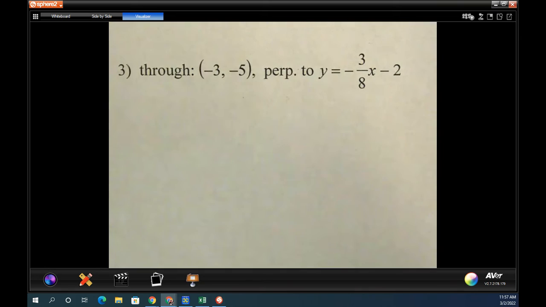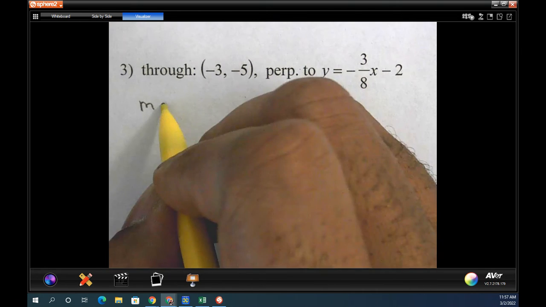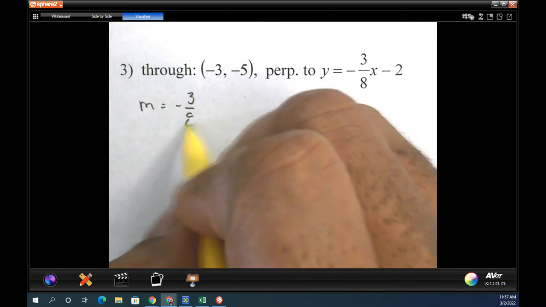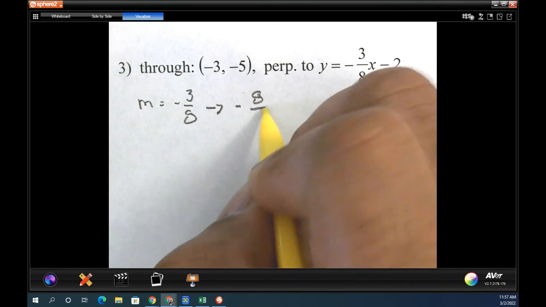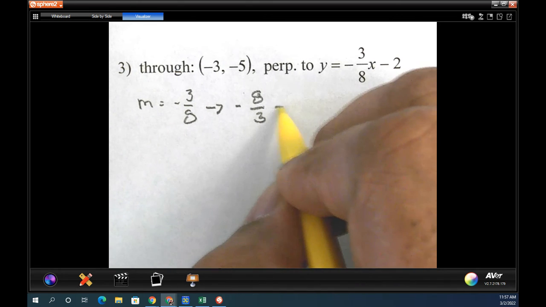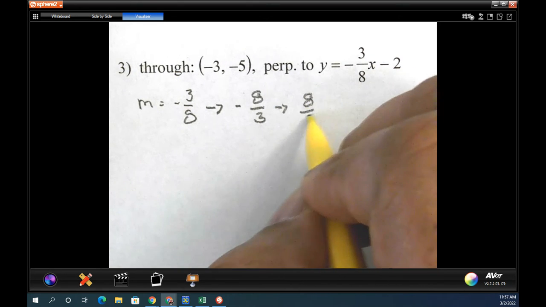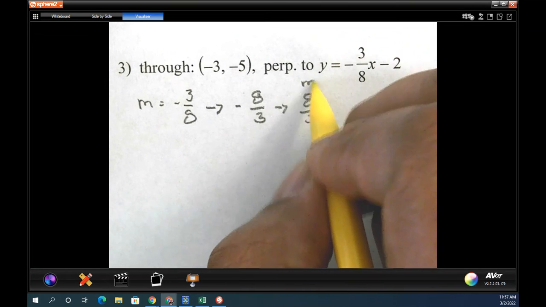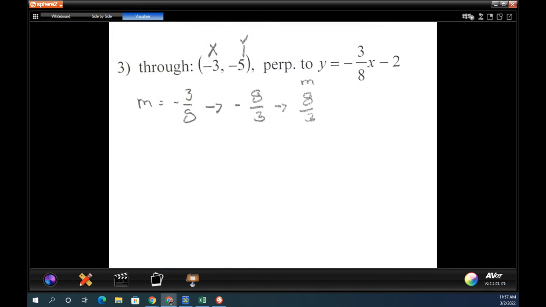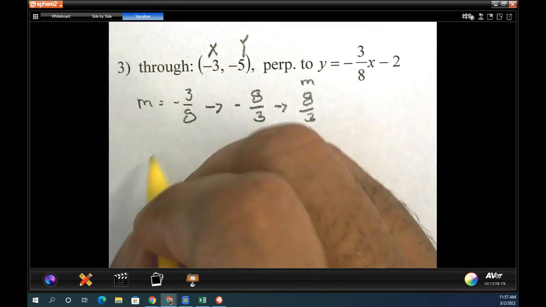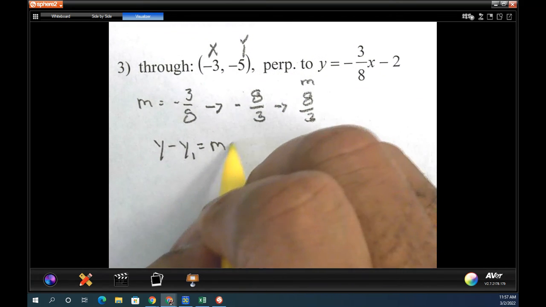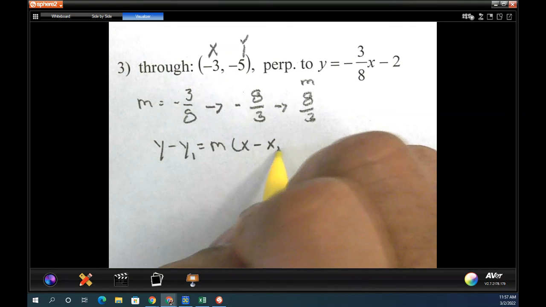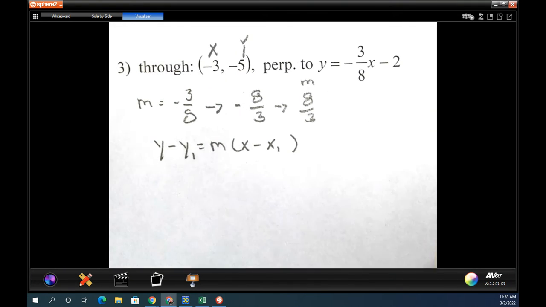All right. Your slope was negative 3/8. So you flip it. Negative 8/3. And the opposite would just be 8/3. There's your new slope. There's your x. There's your y. All right. Use your point slope formula. Plug and play.